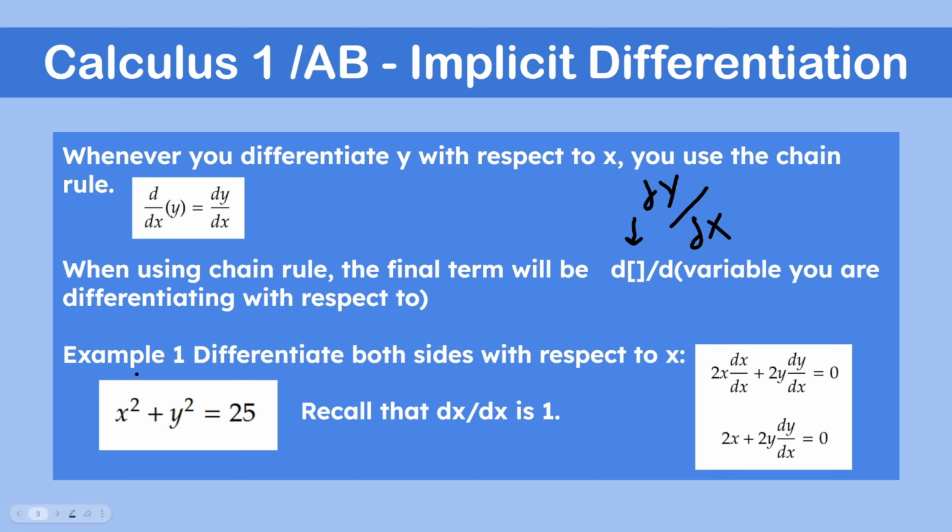So for example 1, we're going to differentiate both sides with respect to x. We have x squared plus y squared is equal to 25. So we differentiate both sides. 2x, since the derivative of x is dx over dx, which simplifies to 1 because anything divided by itself is 1, plus 2y multiplied by dy dx is equal to 0, because the derivative of a constant is 0, which is what happens over here.